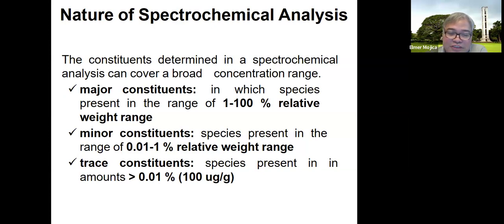Now, if it's a minor constituent, it is ranging from what? 0.01 to 1% relative weight range. And if it's a trace constituent, the species would be present in less than what? 0.01%.